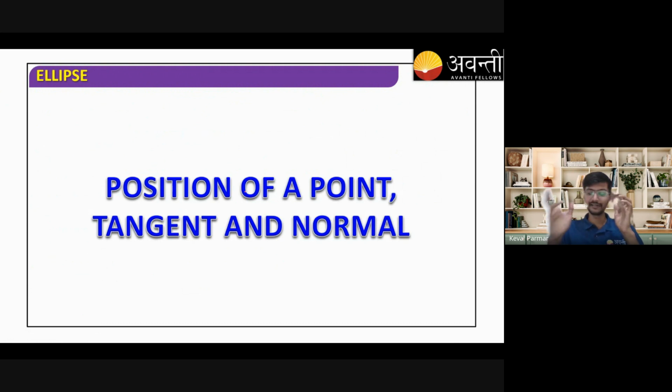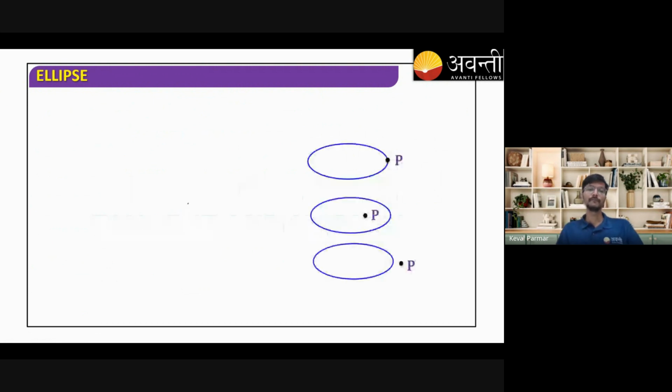Next, the standard results. I hope you know that we have gotten the same standard results in parabola as well. So first thing is position of a point, tangent, and then normal. So the position of a point is same as parabola. That means the point can be on the parabola, it can be inside the parabola, it can be outside the parabola.